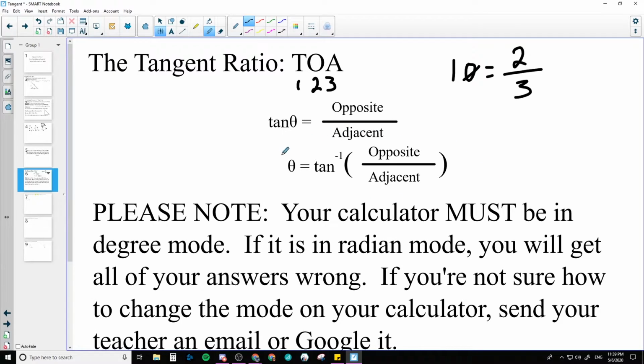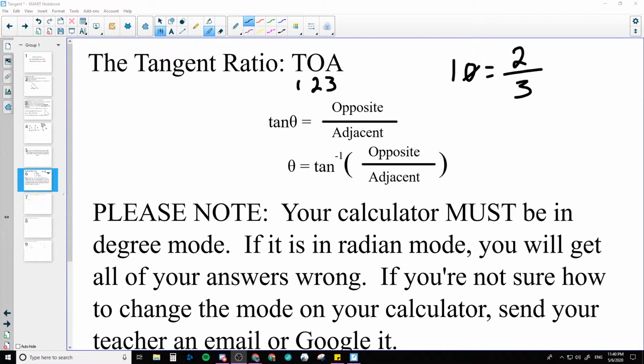This is the reverse form of this function. The inverse, actually, I think is the proper term for it. We are not going to use this yet, but this is the formula that you have to use when you're trying to figure out the angle and you have the two sides. So if you have the two sides and you're looking for the angle, this is the formula you have to use, but we're not going to do that today. Today, we're only going to look at questions that use this formula.